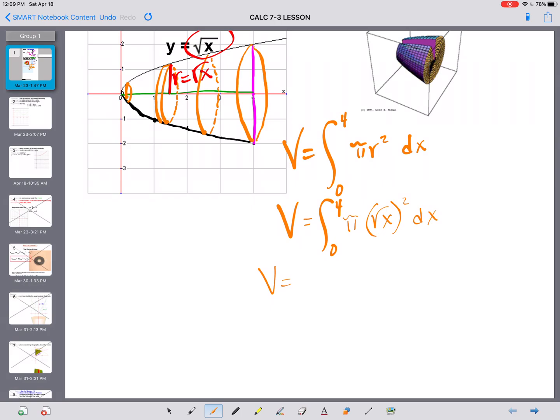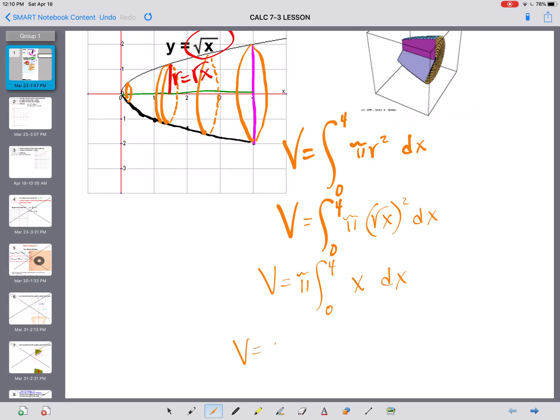First of all, the pi. The pi is a constant, so we're going to bring that constant out front. Now 0 to 4. What is the square root of x squared? The square root of x times the square root of x is just x. There you go. I think we could do the antiderivative.